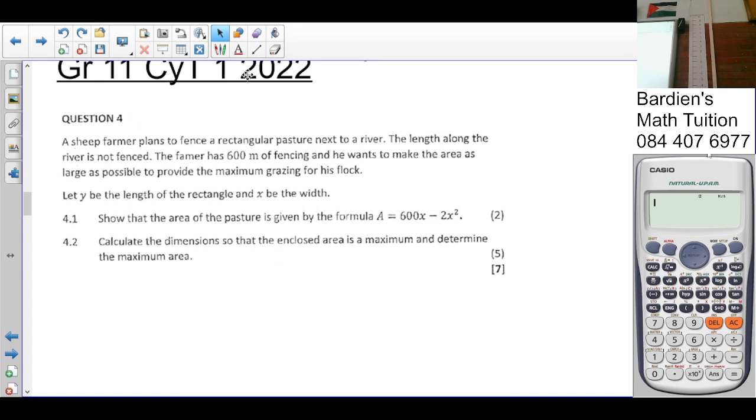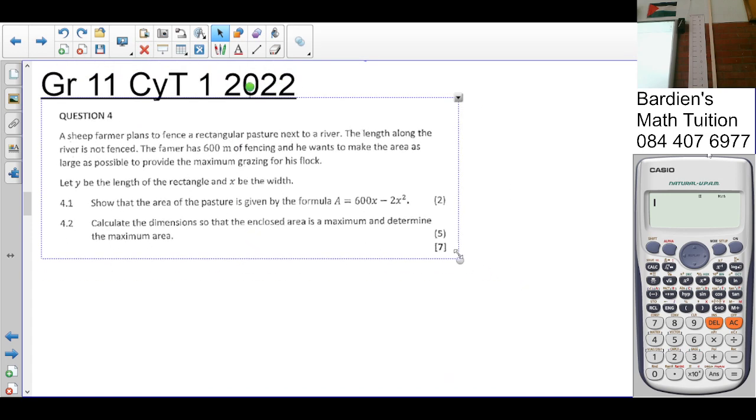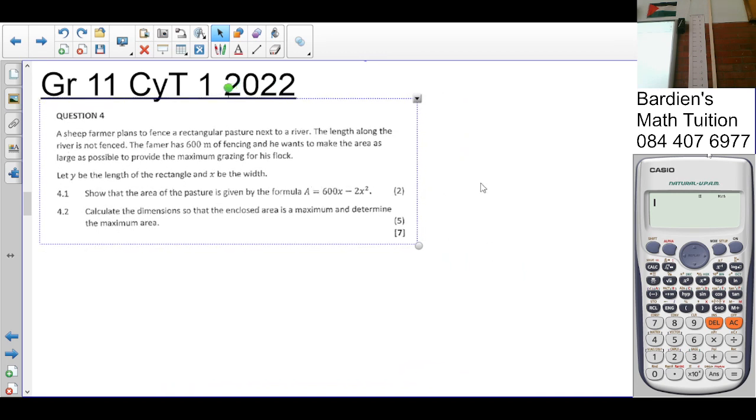Question 4. We are told that the farmer plans to fence a rectangle. But we did this one yesterday, isn't it? Was it yesterday or the day before? Sorry? It was different amounts, okay?